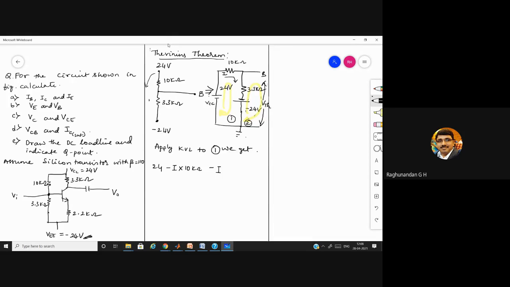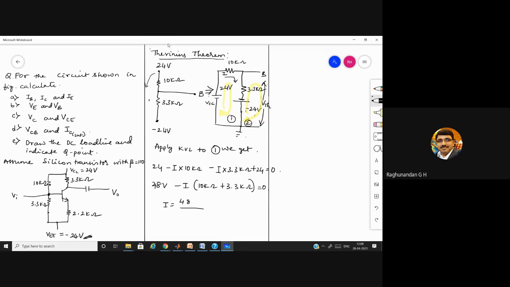So I into 3.3 kilo ohm. Next, coming to this, plus 24 is equal to 0. Now, 48 volt minus I into 10 kilo ohm plus 3.3 kilo ohm is equal to 0. Now, can anyone solve this and tell me what is the answer?